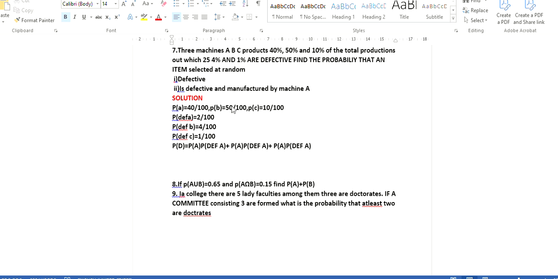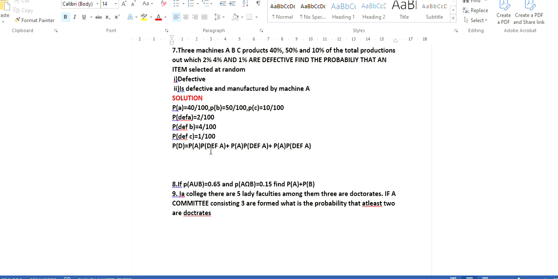So first I have written probability of A, that is 40%, B is 50%, C is 10%. Then defective of A is 2%. Okay, I have written it wrongly; it is not 25 actually here. So actually it is 2%, 2 by 100. Then next B is 4%, 4 by 100. C is 1%. So I have to find the probability of defective.